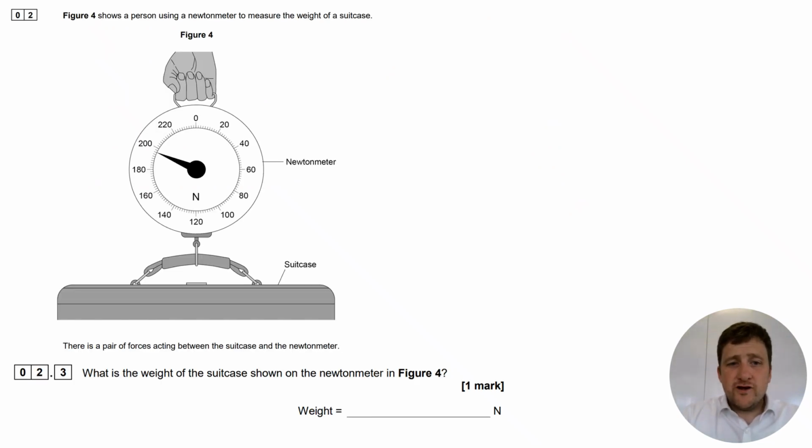Usually with a figure like this, if there are numbers involved, they'll get you to measure or read off the numbers as much as possible, like the graph in question 1. What is the weight of the suitcase shown in the Newton meter? Well, we're looking here, and again, they need you to recognize that you're measuring it that way round, and if you measure it correctly, it is 196 newtons.